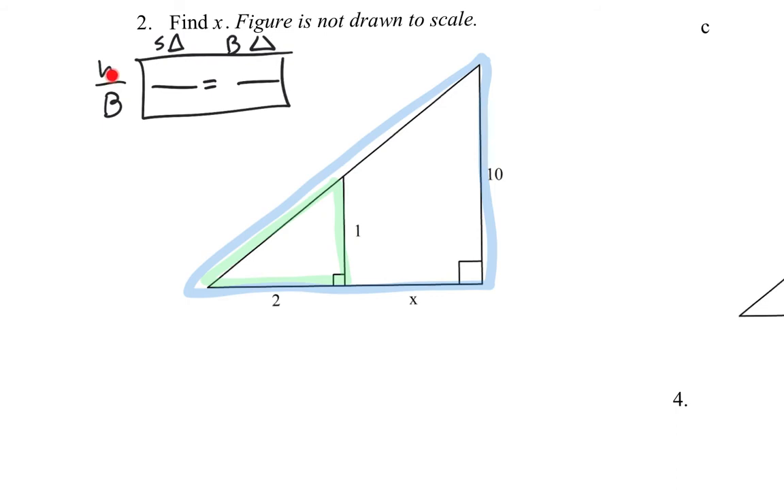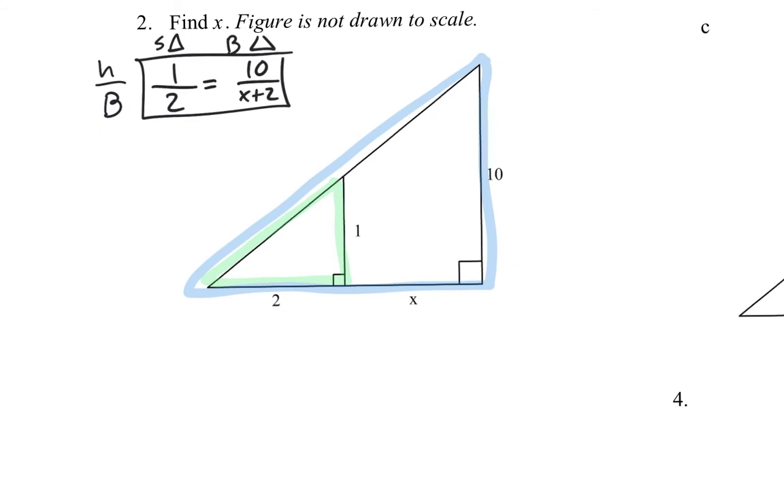What is the height of the small triangle? Well, that's 1. What is the base of the small triangle? Well, that's 2. What is the height of the big triangle? Well, that's 10. And then lastly, what is the base of the big triangle? Well, this is where students mess up. They think that it's x, but it's not. It's this whole triangle, so it's x plus 2.